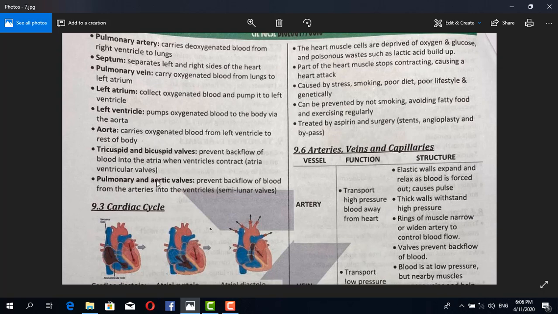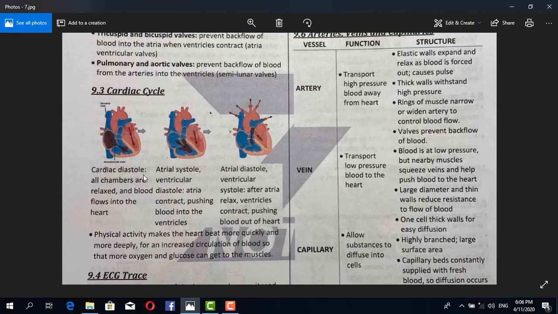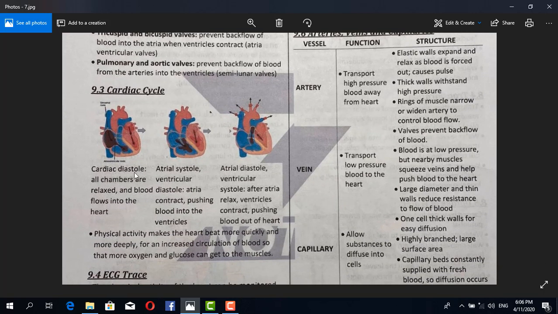The pulmonary and aortic valves prevent the backflow of the blood from the arteries into the ventricles, which we call semilunar valves. The cardiac cycle here. The cardiac diastole: all chambers are relaxed and blood flows into the heart. This is the first thing. Then we have the atrial systole, while the ventricles are in diastole.